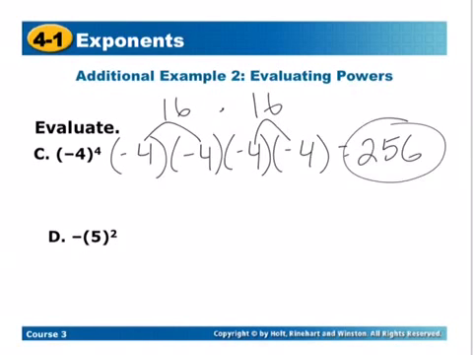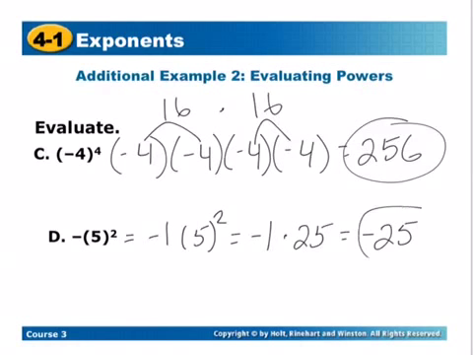Now in this next one, this is actually the same as negative 1 times 5 to the second. And since exponents get evaluated before multiplication, it's actually negative 1 times 25, which makes our final answer negative 25. So you do have to be careful about where that negative sign is placed.